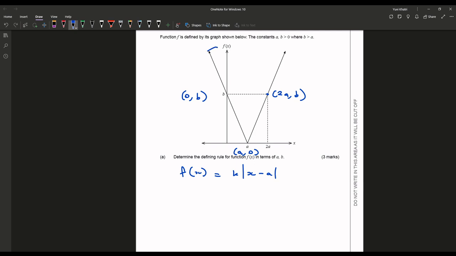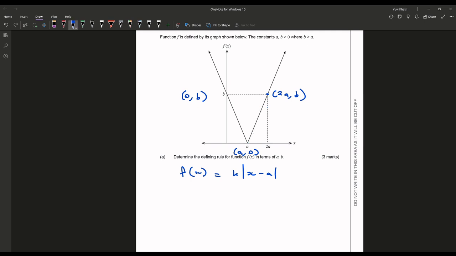Now, since it's like a V shape, it's like this, and it's not an upside down V. This isn't what it is. Since it's like a proper V, then k is going to be greater than 0. We know that much. And k is just the gradient, right? So we just need to find the gradient now.